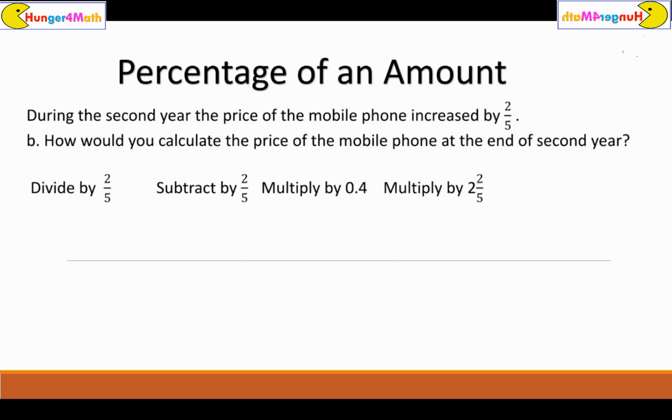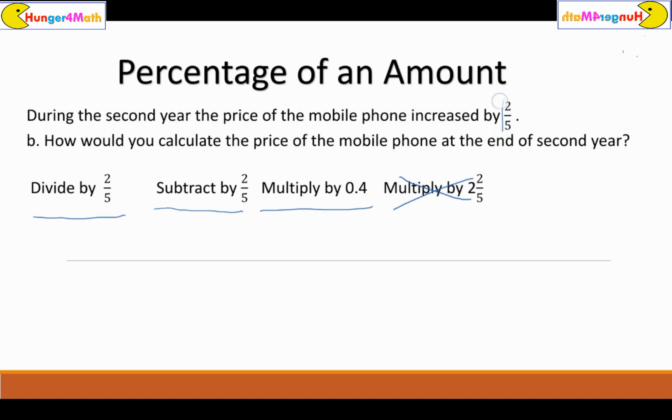Next situation is, during the second year, the price of the mobile phone increased by 2/5. Letter B. How would you calculate the price of the mobile phone at the end of the second year? The choices are divide by 2/5, subtract by 2/5, multiplied by 0.4, and multiplied by 2 and 2/5. Analyzing the choices here, the last here is not a possible answer since it's only increased by 2/5. Then here we have divide by 2/5, subtract by 2/5, and multiply by 0.4.